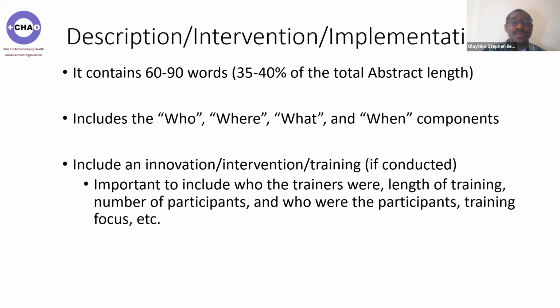So these are the things that you need to include. And you must know that it is important to include who the trainers were, if trainings were done. Length of the trainings, if trainings were done. Number of participants. Oh, we trained 40 immunization influencers and so on. And who were the participants and people trained and what was the focus? All these are very important parts of the description of what you have carried out of your projects or your program.